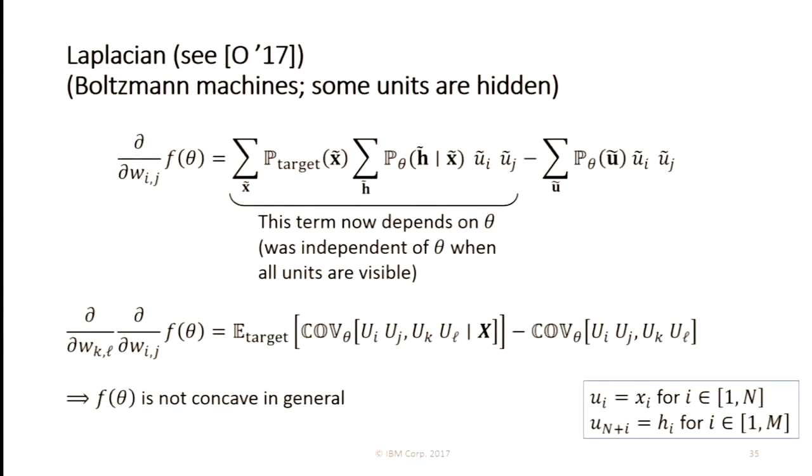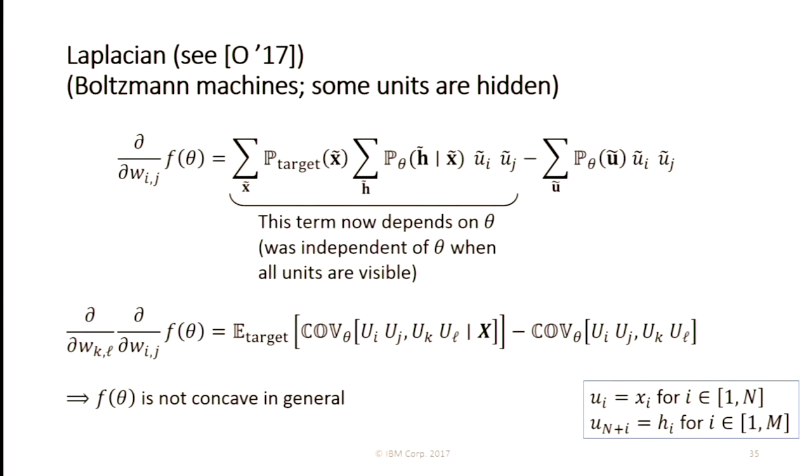So again, we can take the gradient again to get a Laplacian, which again has a nice expression. So this time, the second derivative looks like this. This is a covariance. This is a conditional covariance given x, and because x is a random variable, we take expectation with respect to this target distribution.